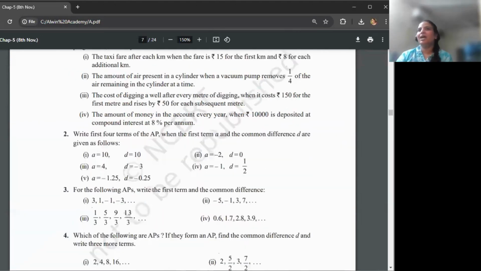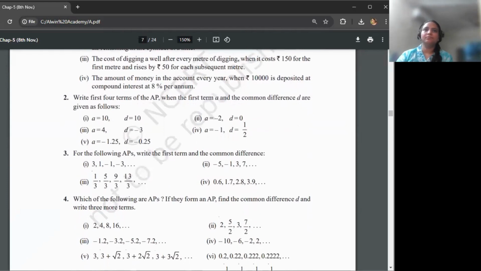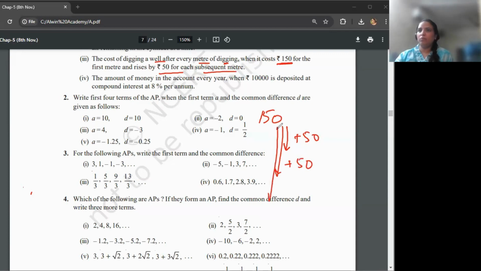Okay. Now, let's move on with the next part. The cost of digging a well after every meter of digging: it costs rupees 150 for the first meter. Once you have dug the first meter, you will get 150 for sure. It rises by 50 for every subsequent meter. One more meter you have dug, plus 50. So for every increase in the meter, you are adding 50 to it.